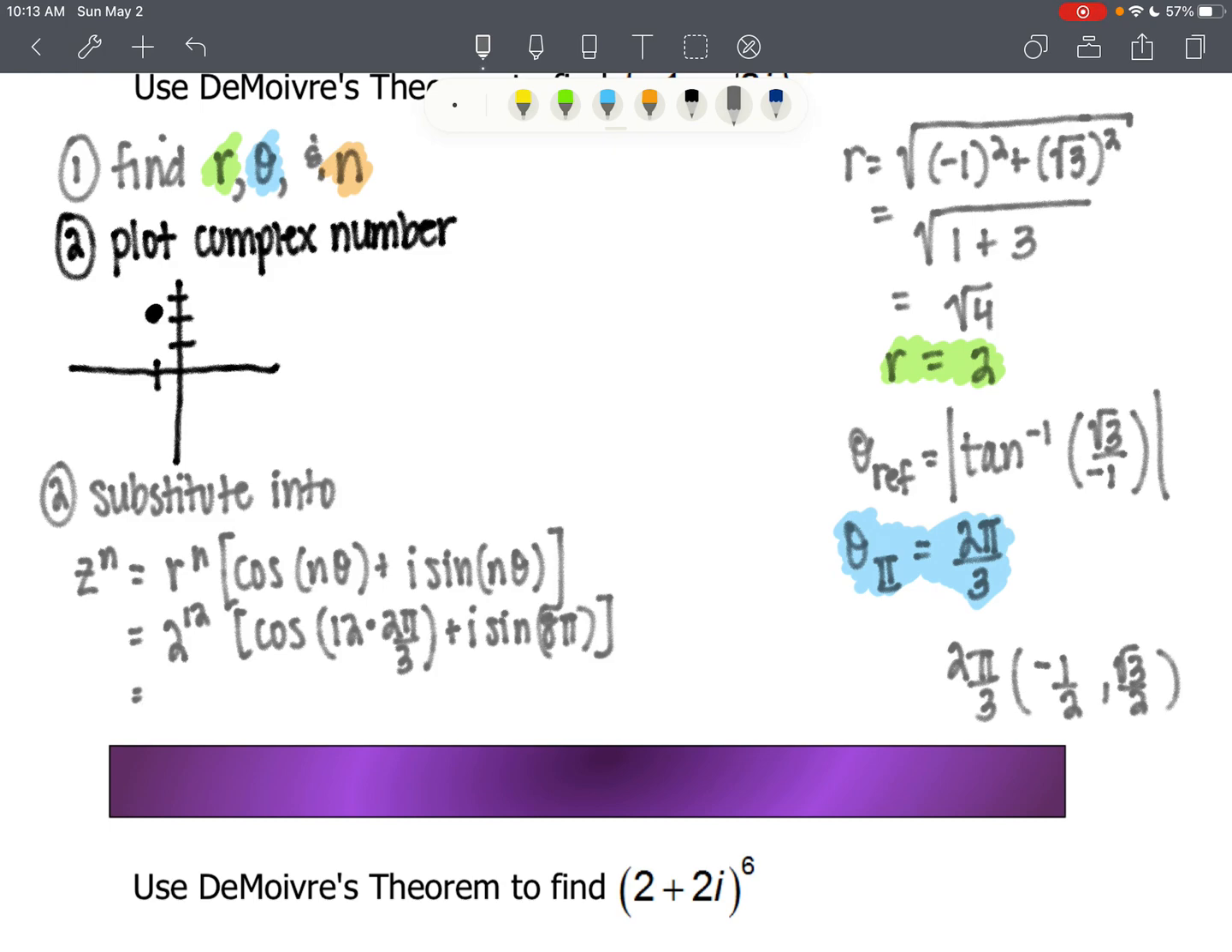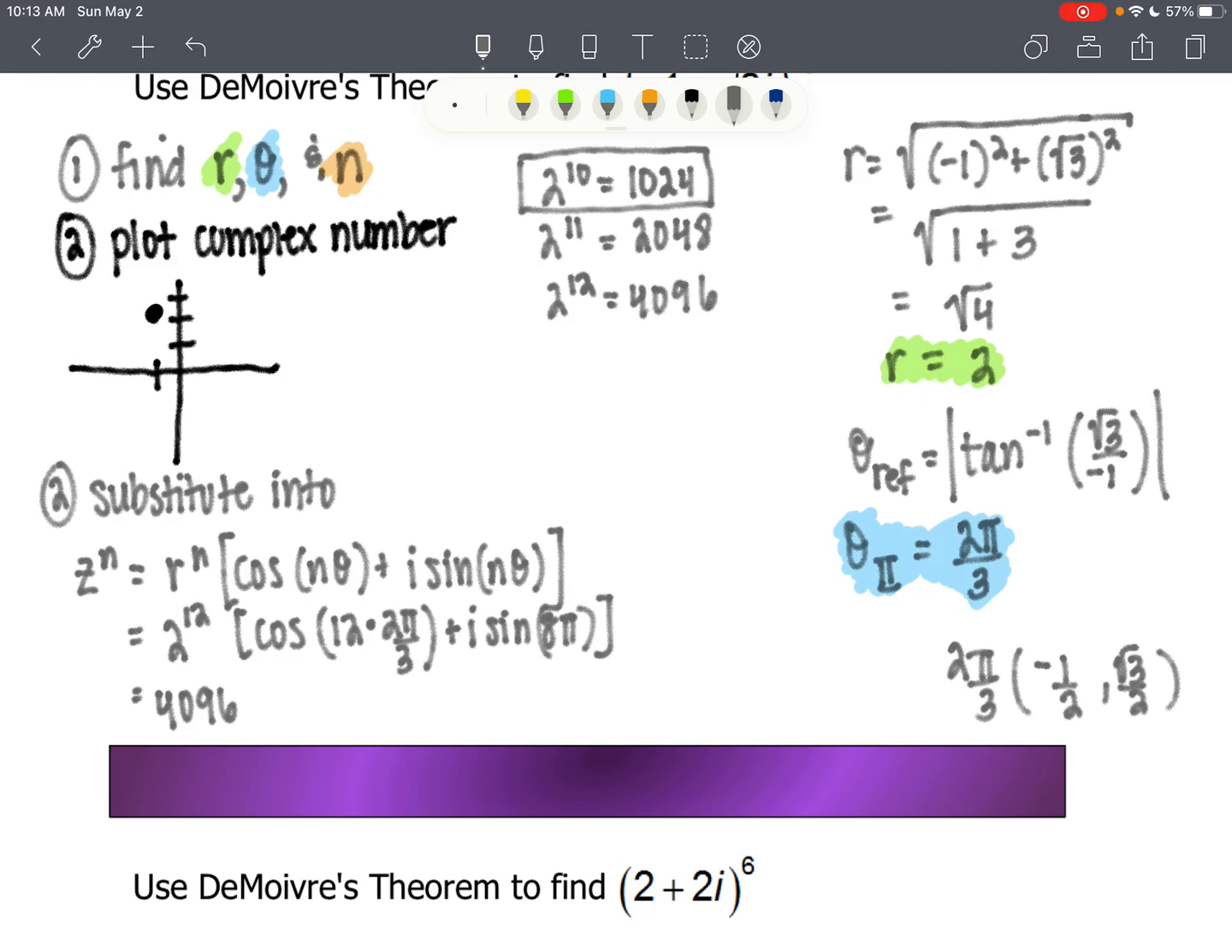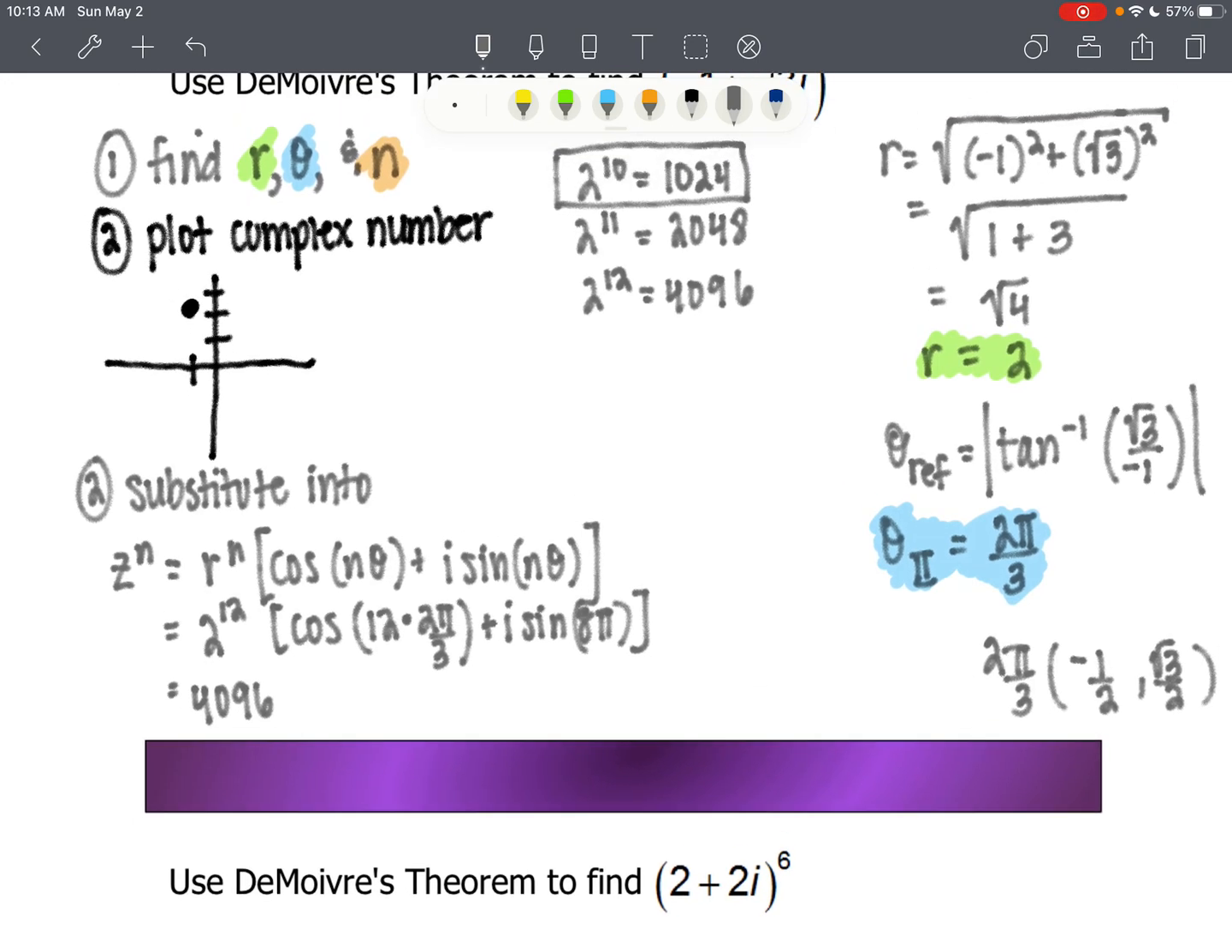2 to the 12th is going to be 4096. 2 to the 10th is 1024. 2 to the 11th would equal 2048, and 2 to the 12th would equal 4096. So this is a very common power right there, 2 to the 10th. You might want to have that memorized just in case it pops up on a non-calculator portion of an exam, such as the final exam.